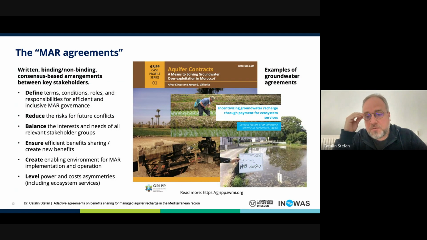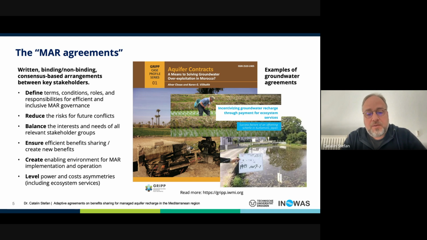So what is the actual ambition of the AGREEMAR project? AGREEMAR consists of two words, agree and MAR, and the aim was to introduce what we call MAR agreements. MAR agreements are mostly non-binding arrangements. We also try to push, in some cases, for legally binding contractual arrangements between the key stakeholders who are either providing a service or benefiting from it. And they define the rules, the roles, the conditions, and responsibilities for each stakeholder. They also aim at balancing the interests of everybody involved. They ensure that benefits are shared in a fair way, for everybody involved, not just for a certain group of stakeholders. And also they should enable further development of MAR.